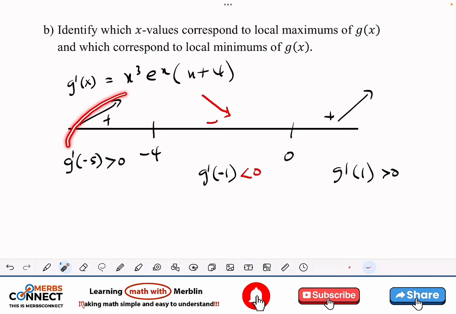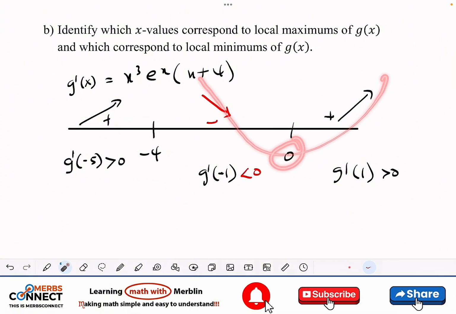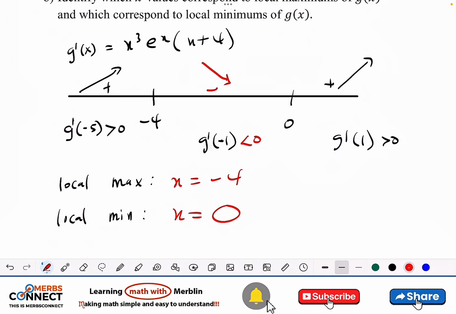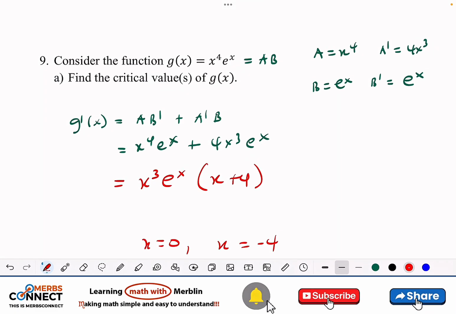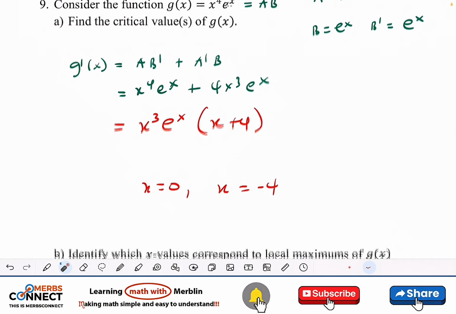So we can see a maximum at this side, and we can see a minimum at this side. So let's talk about the local max. It is at x is equal to -4, and the local minimum is at x is equal to 0. So the sign chart is very useful, but the most important thing here is how to find the derivative and how to find your critical values. They are the most important things that we need to consider here.